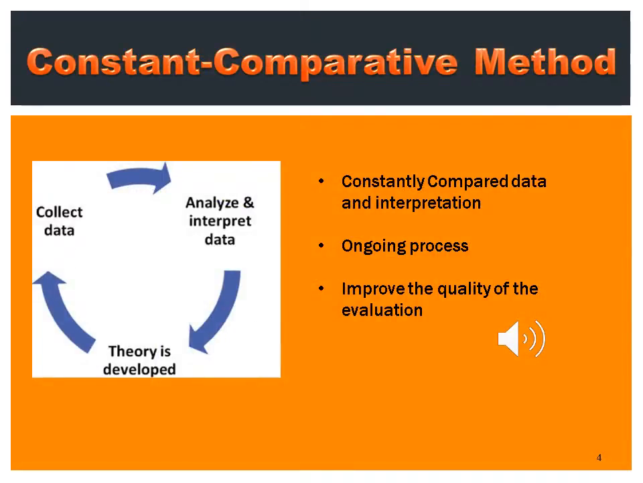This slide is called the constant comparative method. Constant means continuous, so this method is an ongoing process. Comparative means comparison, so this method is used to compare the new data and your theory to see if the data match with that theory. This continuous process really helps you improve the quality of your work, and it also helps prove that your interpretation is accurate.